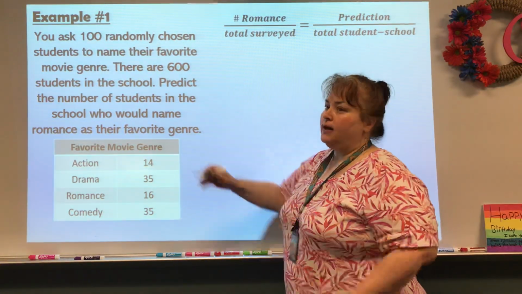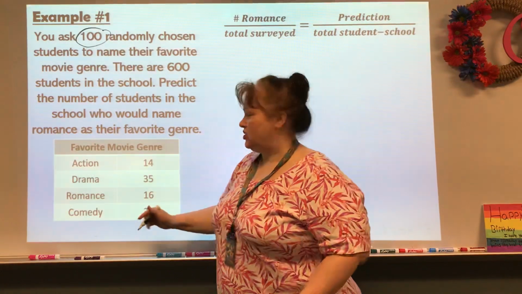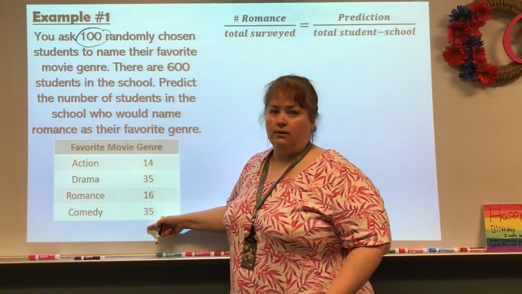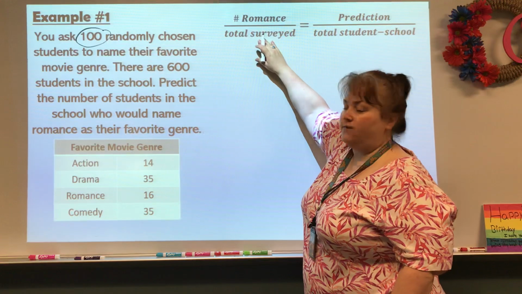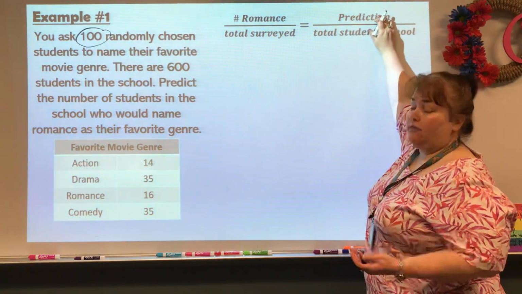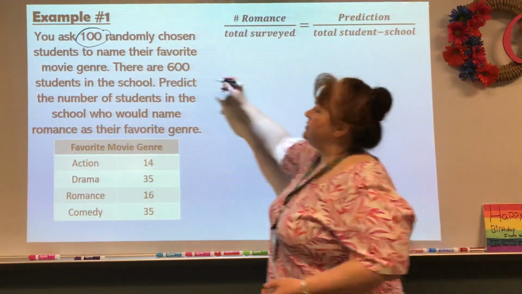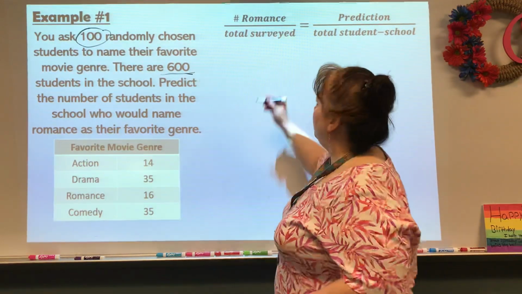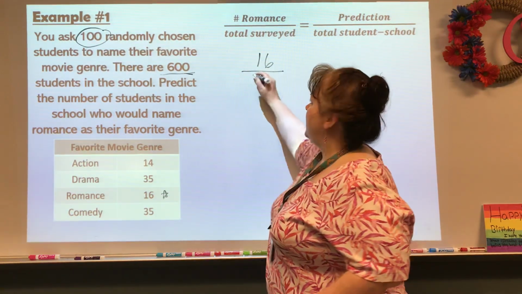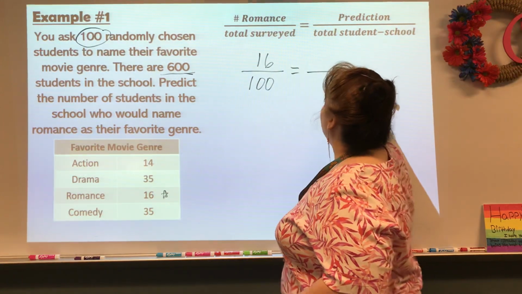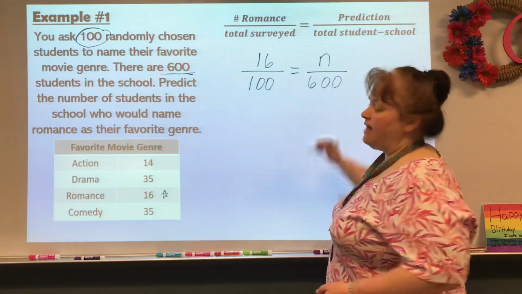Now, we're told in our problem here that 100 were asked. If you're not given that information, then you just total how many you have in your table to get that total number. So we have the number who picked romance over the total number surveyed, and that's going to equal the prediction we're looking for, which is our unknown, over the total for the prediction. For us, that's going to be the 600. So on our proportion, romance was 16, total surveyed is 100, and we want to know how many we can predict out of 600.